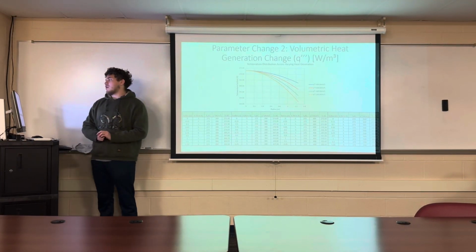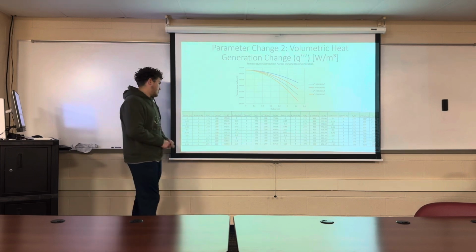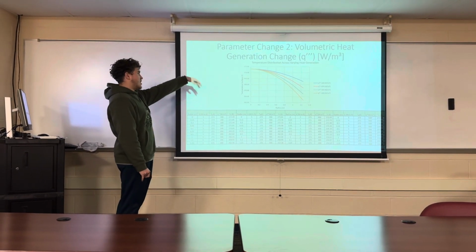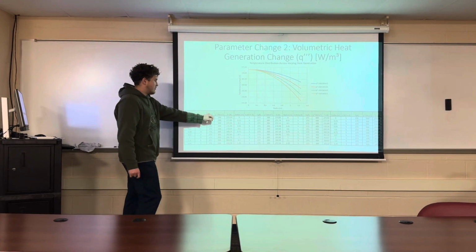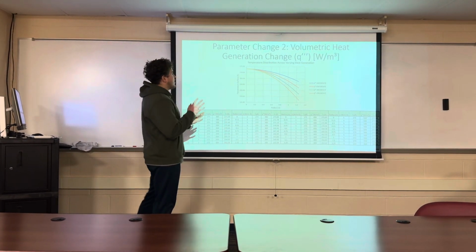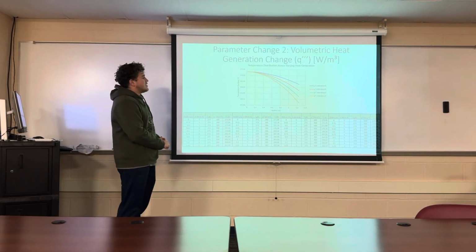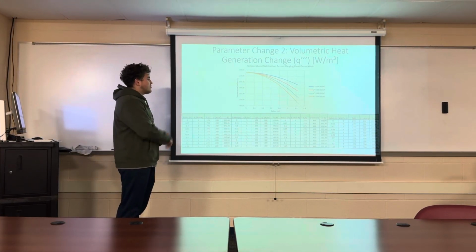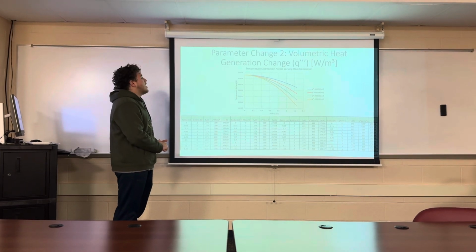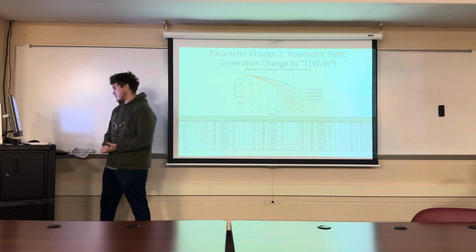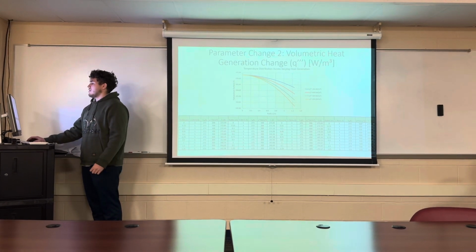Next, we have our volumetric heat generation change. So right here are our temperature distributions across varying heat generation. So we have 200, 300, 400, 500. What we can see right here is as our Q triple prime increases, we decrease that surface temperature at the outer tip or the outer radius.